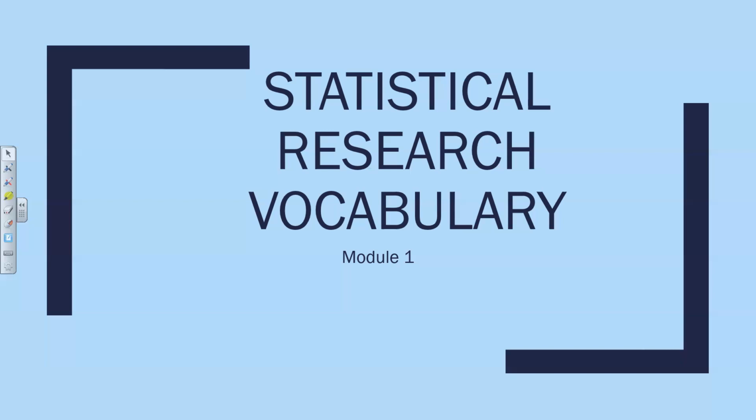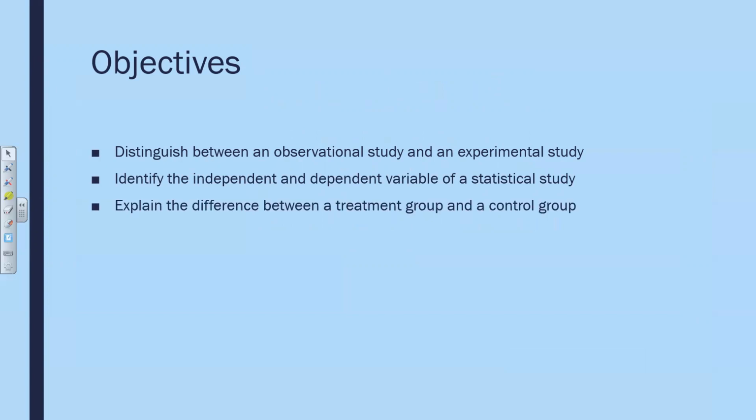The objectives, what we hope for you to learn in this lesson, is to be able to distinguish between an observational study and an experimental study, to identify the independent and the dependent variable of a statistical study, explain the difference between a treatment group and a control group, and differentiate between a blind and a double-blind study.